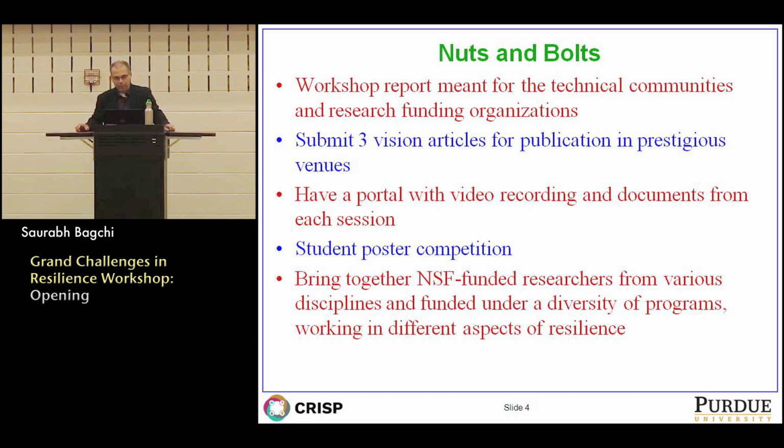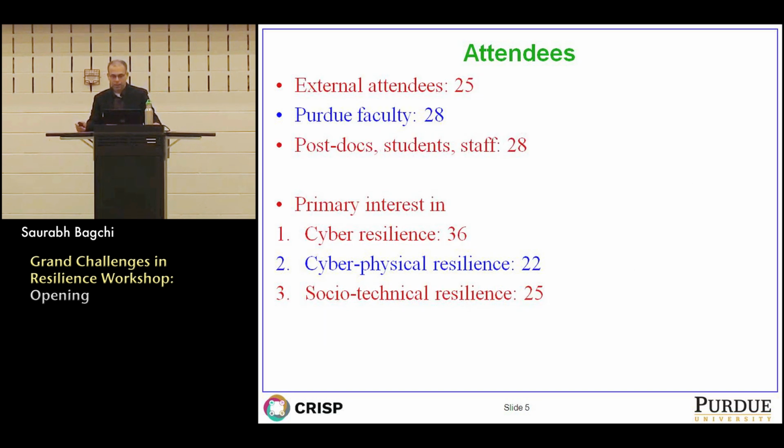And the final one is to bring together NSF-funded researchers from these various communities who are funded under a diversity of programs and probably don't get to interact as much, to find out what are some of the common themes. In terms of numbers, the attendees, we have 25 external attendees. Some are going to be here later in the day. A couple are going to be here tomorrow. We have 28 Purdue faculty who are participating, and 28 postdoc students and staff who are participating.